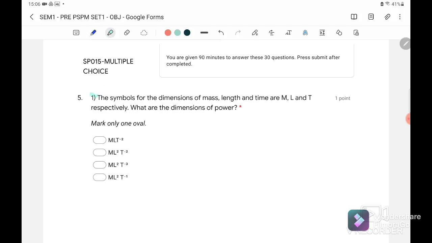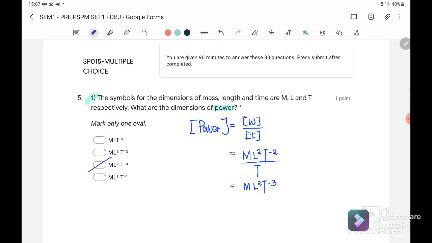Okay, question number 1. The symbol of the dimension of the mass, length and the time is M, L, T respectively. What are the dimensions for power? Okay, so we know that power is equal to the rate of the work done. The dimension for work done is equal to ML²T⁻², and the time is capital T. Therefore, the dimension for power is equal to ML²T⁻³. So the answer is C.